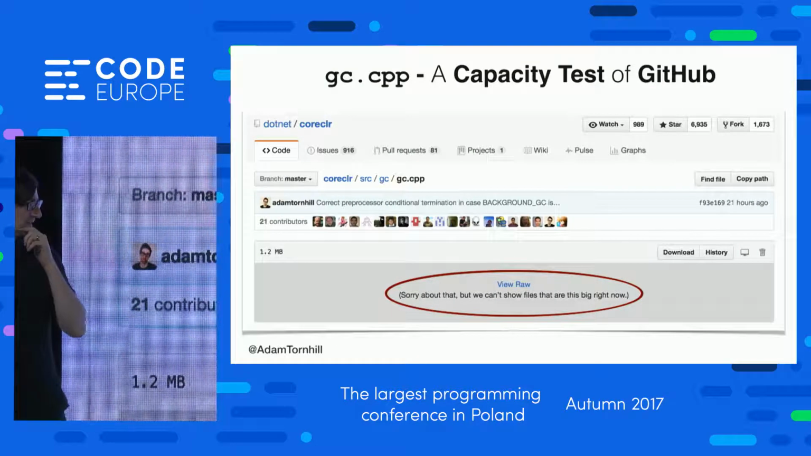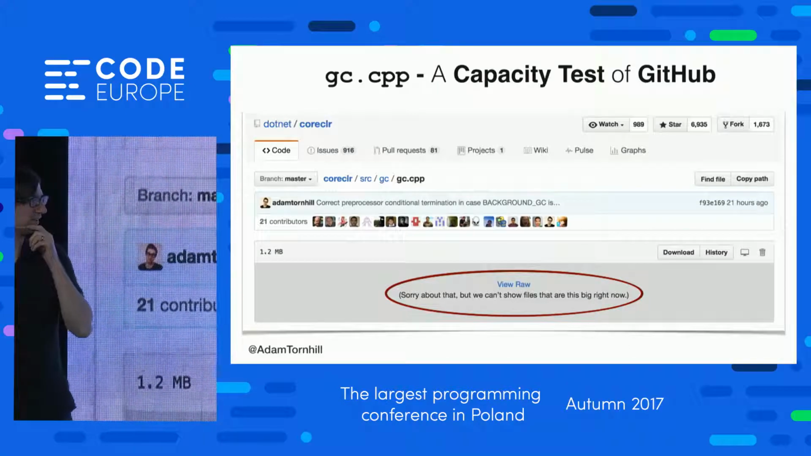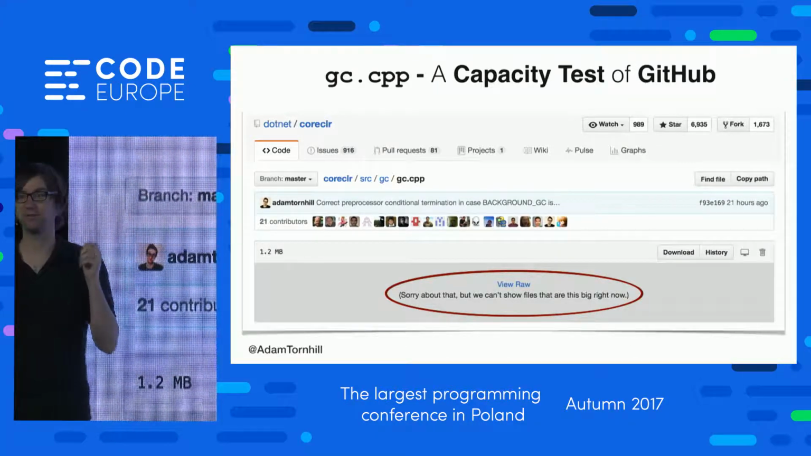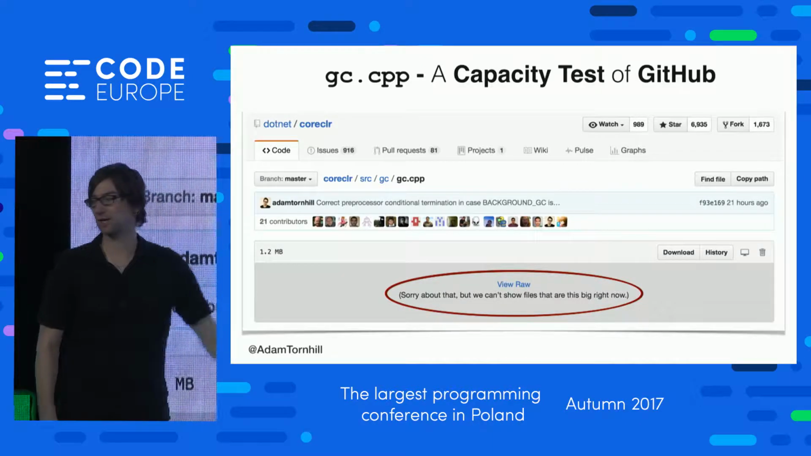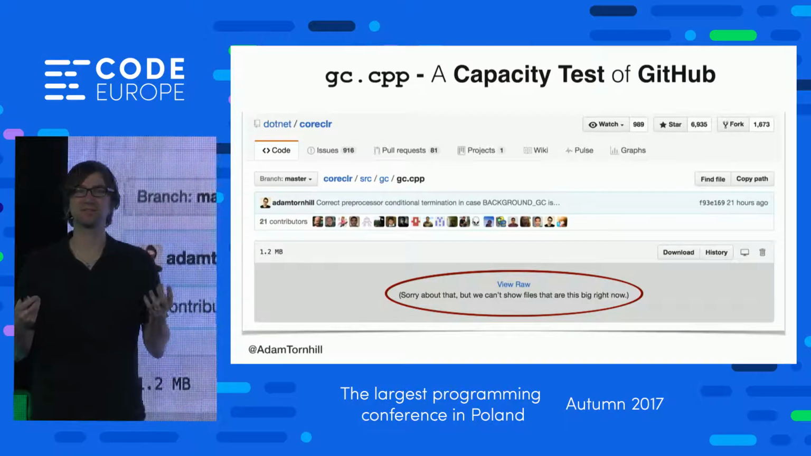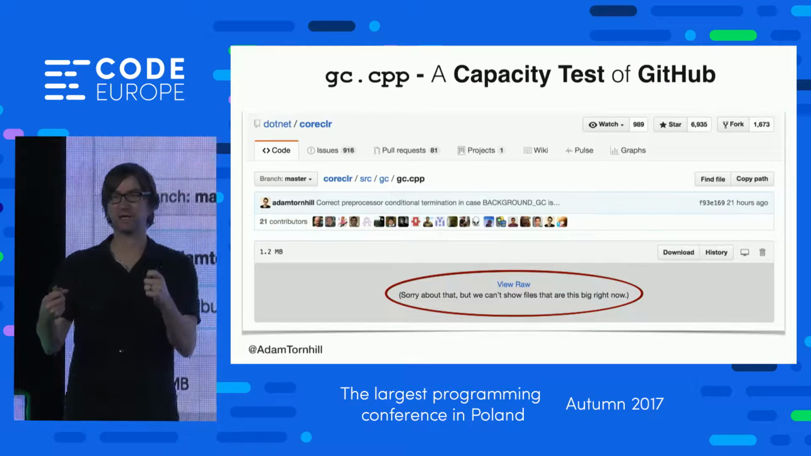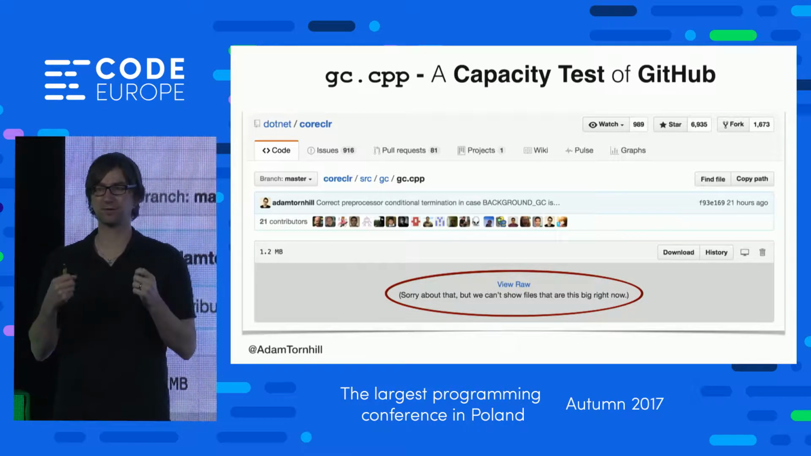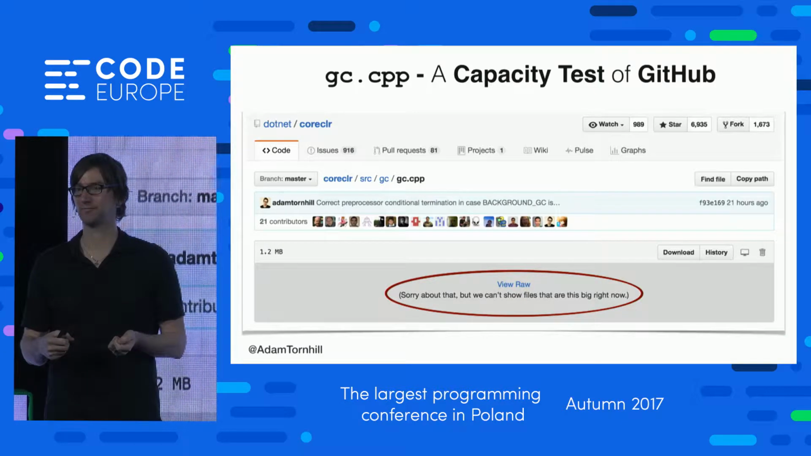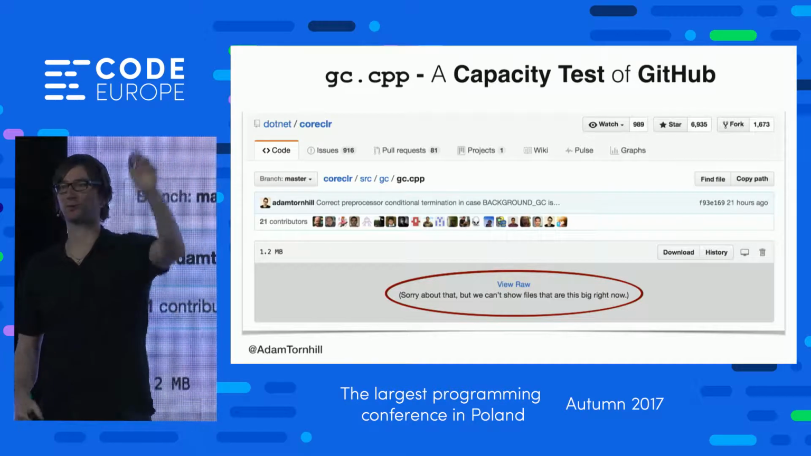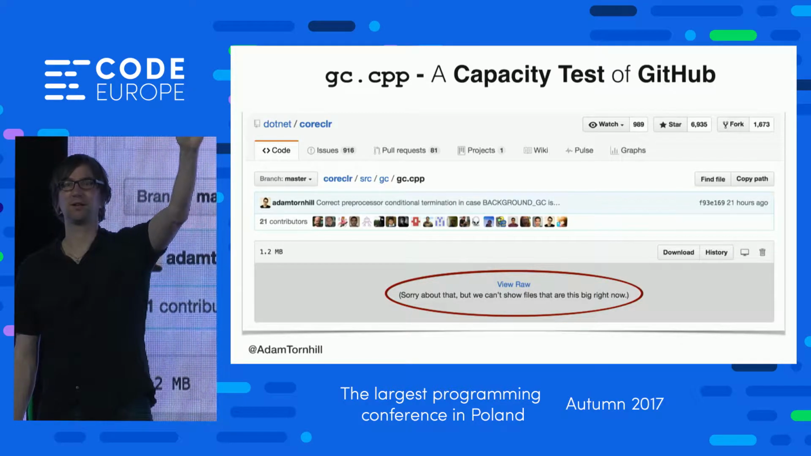Whoops. It turns out that that file is simply too big for GitHub to visualize. So we need to look at the raw file, and when we do that, we see that gc.cpp is a single file with 37,000 lines of C++. 37,000 lines of C++. Are there any C++ developers in the audience? Oh, a few of you.